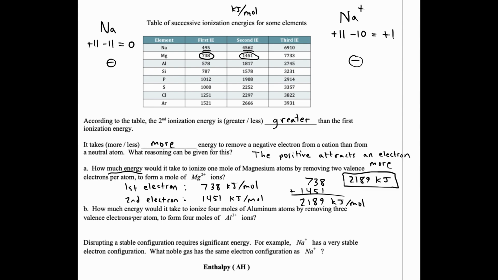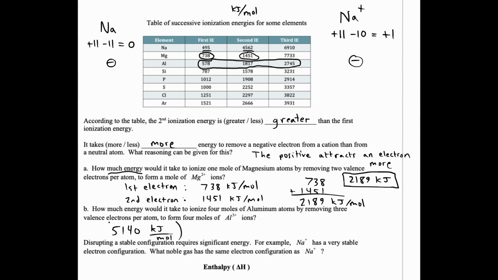Next question says, how much energy would it take to ionize 4 moles of aluminum by removing 3 valence electrons per atom to form 4 moles of aluminum 3 plus ions? Alright, so we're going to have to add the 578 plus the 1817 plus the 2745. We're going to pull 3 electrons off of aluminum. So I get a total of 5,140 kilojoules per mole.